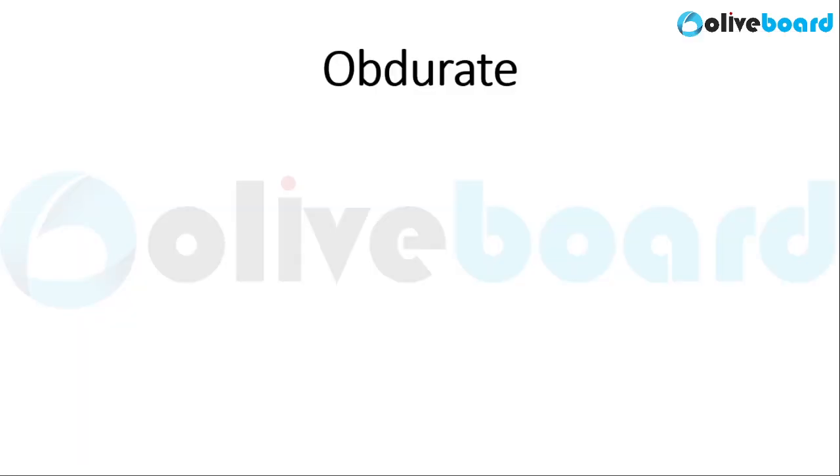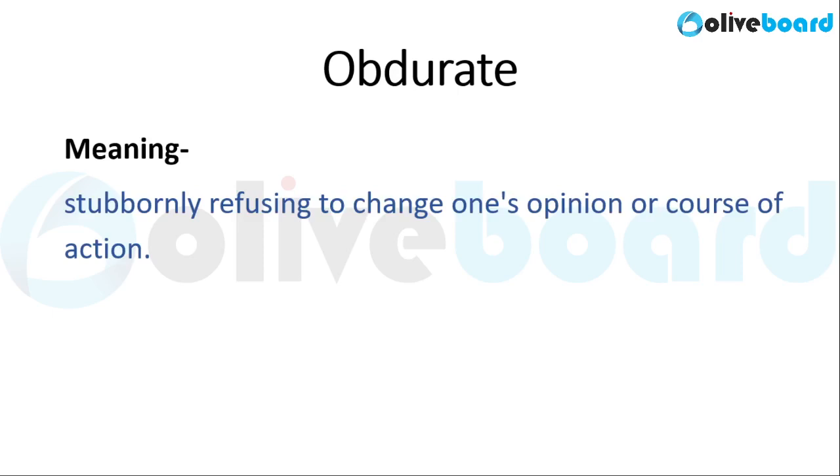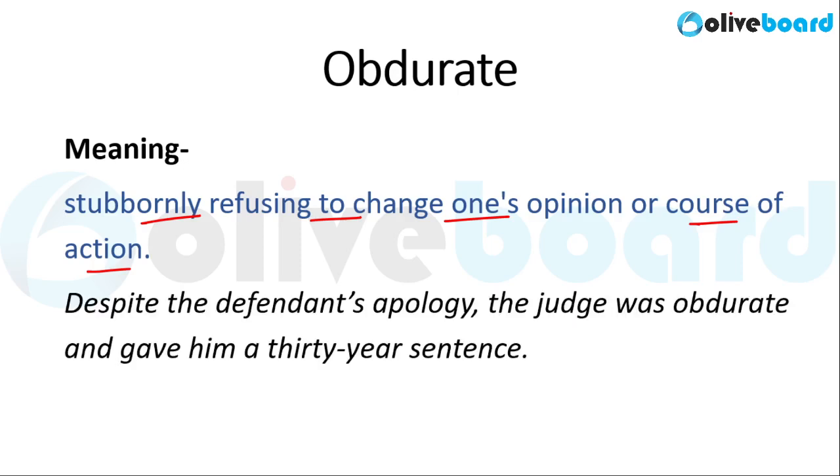Today's word is obdurate. The meaning of the word obdurate is stubbornly refusing to change one's opinion or course of action. I repeat, the meaning is stubbornly refusing to change one's opinion or course of action. Now let us look at a sentence and try to understand this word obdurate better with the help of that sentence. The sentence that is given to us says, despite the defendant's apology, the judge was obdurate and gave him a 30-year sentence. Here, obdurate is being used as an adjective.